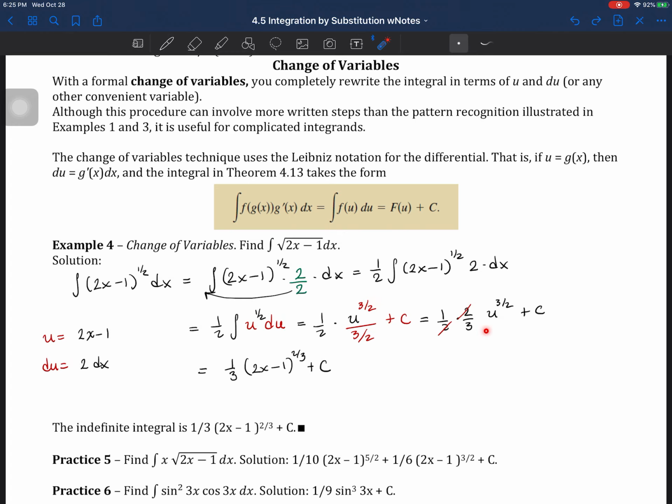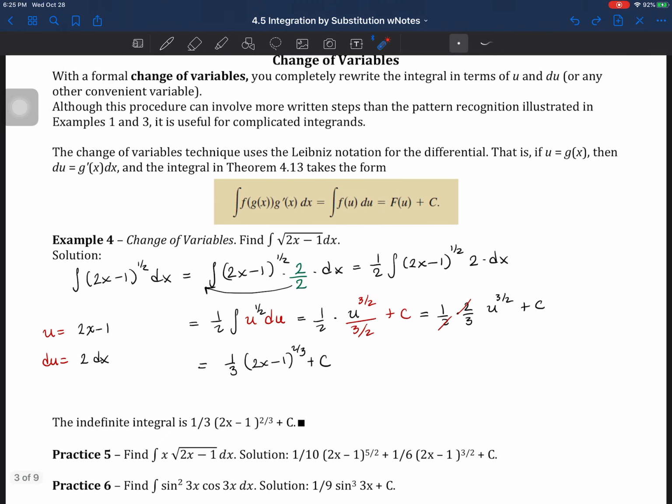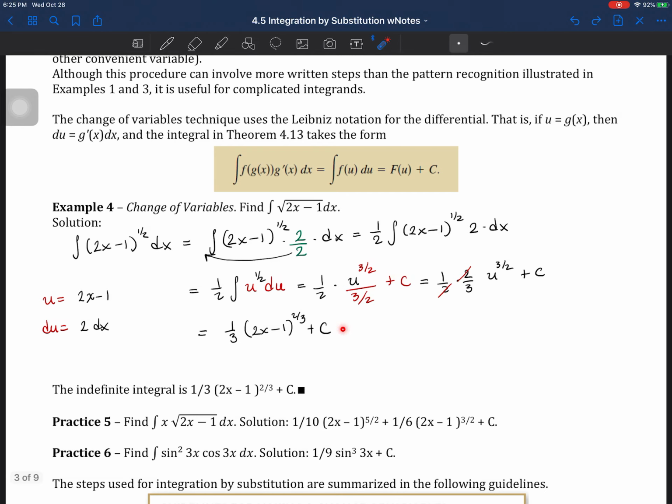And then we simplify everything. We have 1/3 times u to the 3/2 plus c. And so now at this point, we're going to go back and replace u in terms of x. So that would be 2x minus 1. So there you go. We end up getting this result.